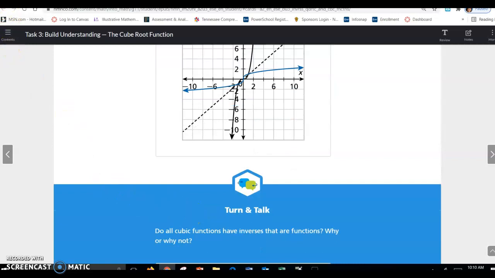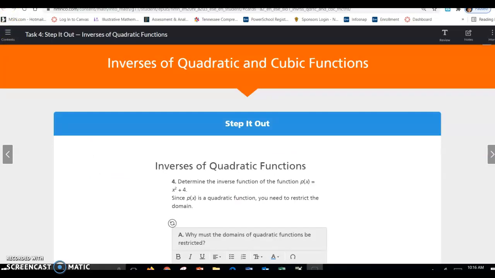All right, that's all for task 3. Lesson 7.2, task 4, inverses of quadratic and cubic functions.